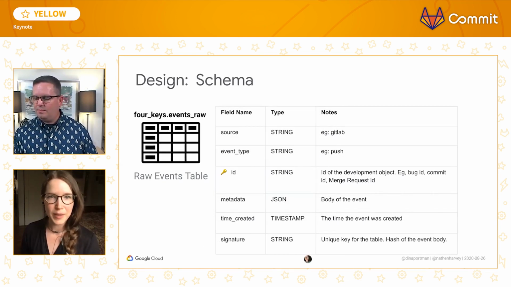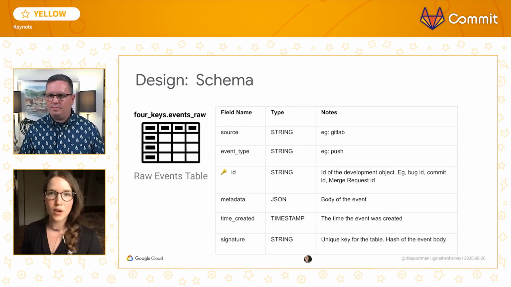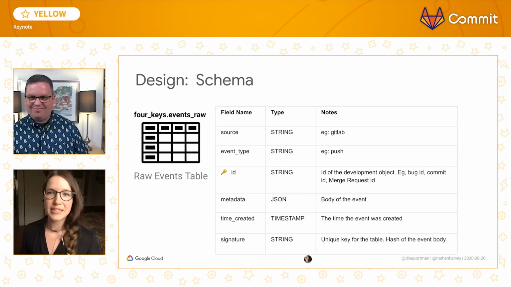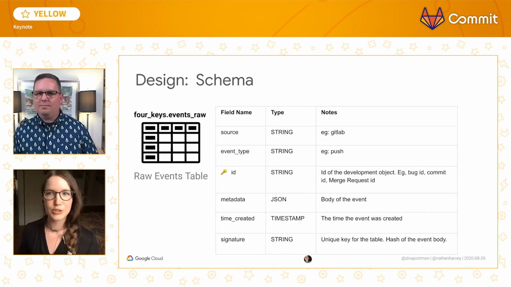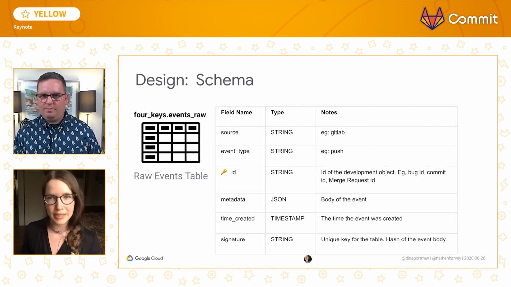So when we look at the schema, this is the data, to remind you, that's coming in through the webhook. And we do some very light transformation to get our data into this format. If we look at one of our webhook events from GitLab, we would call the source GitLab. The event type would be something like push or issue. Then we have the ID of the object, and this will be used as the primary key in the derived downstream tables. The metadata field is the entire body of the event.